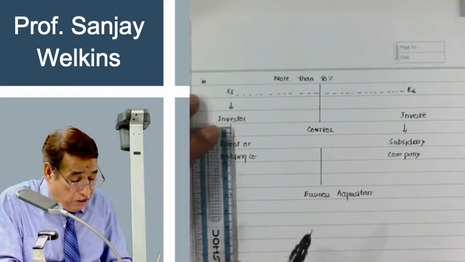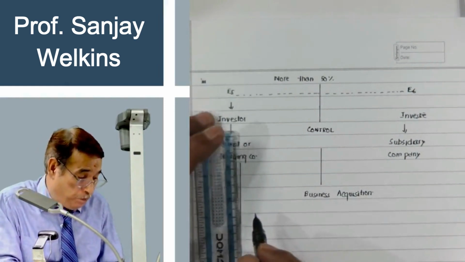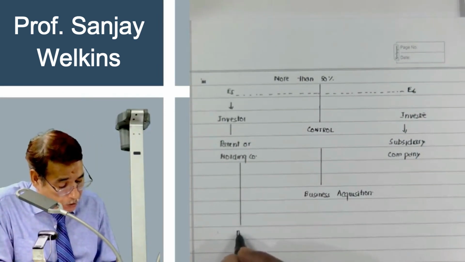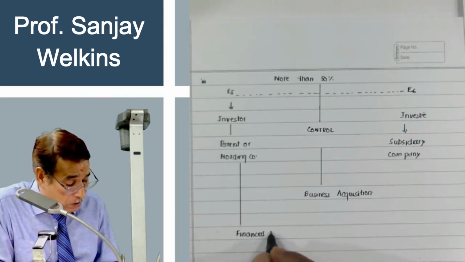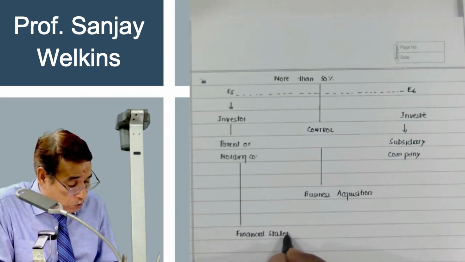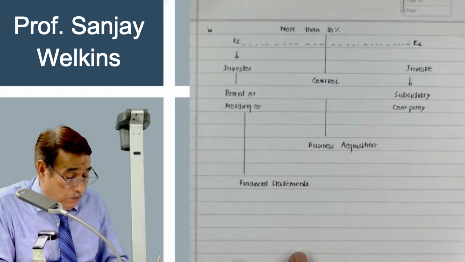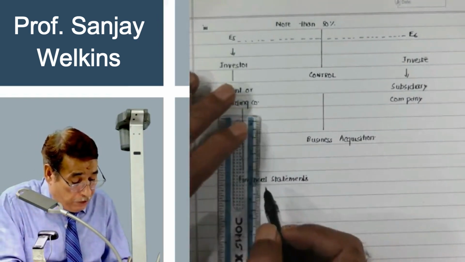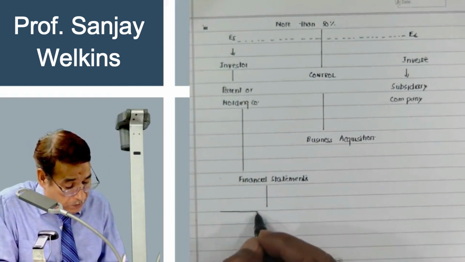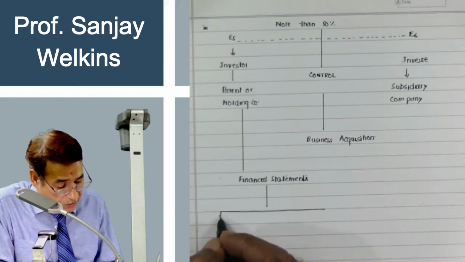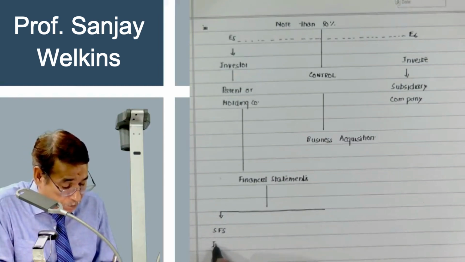In this case, parent limited will have to prepare two financial statements. I need not tell you what financial statements are. One will be a separate financial statement, and a separate financial statement will always be prepared as per Ind AS 27.